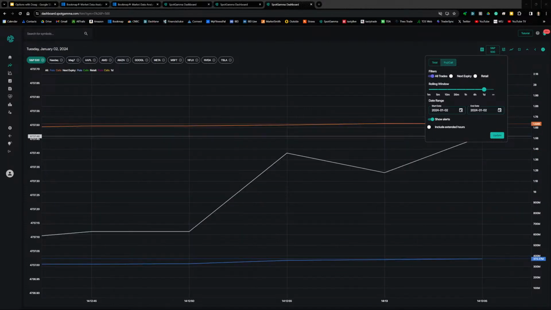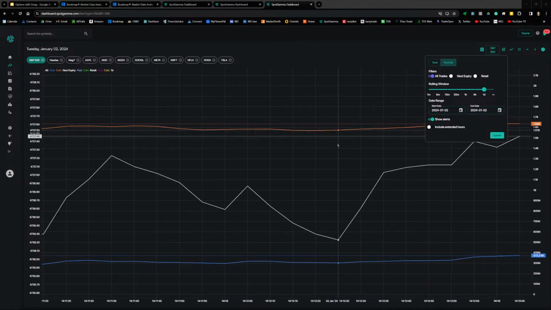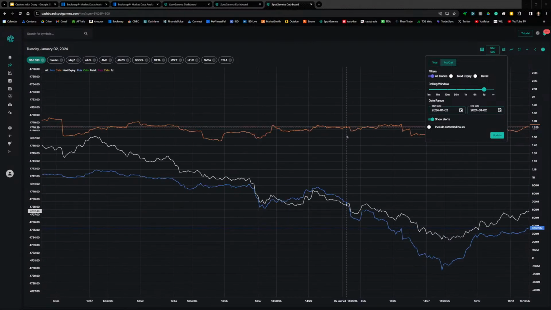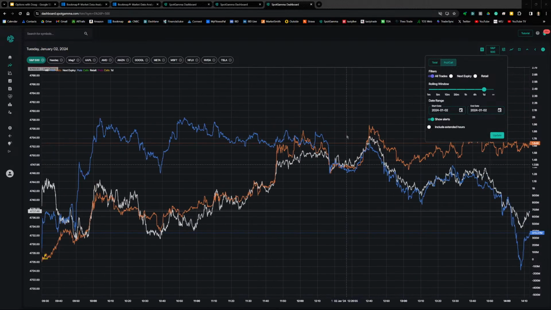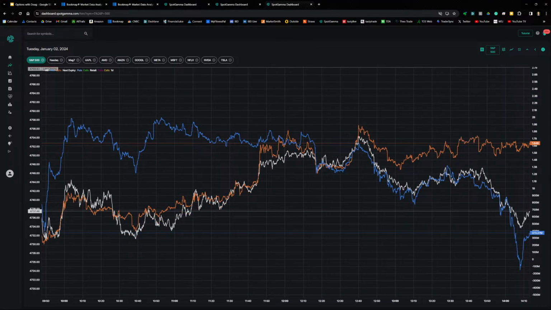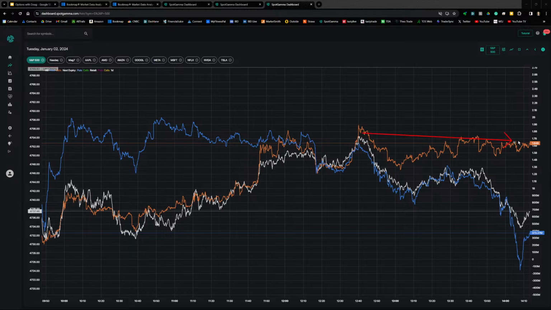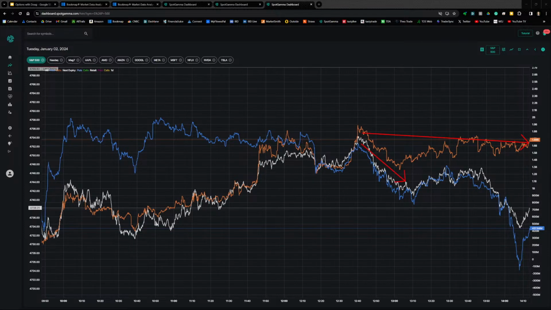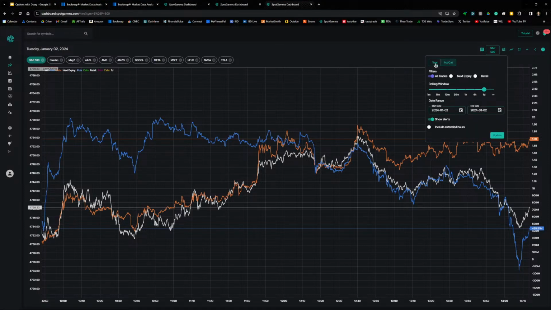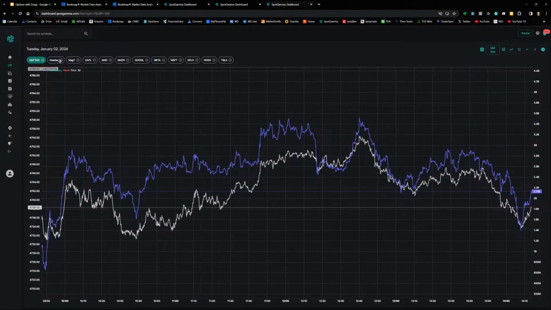Right around 12:45, call buyers took the foot off the gas, started buying puts more aggressively, and price started to move lower. All right, so that's the S&P 500. Still notional value positive for calls, shown with the orange line, and puts, shown with the blue line, indicating traders are buying puts, and they're buying calls and selling puts. All right, let's go back to NASDAQ now.